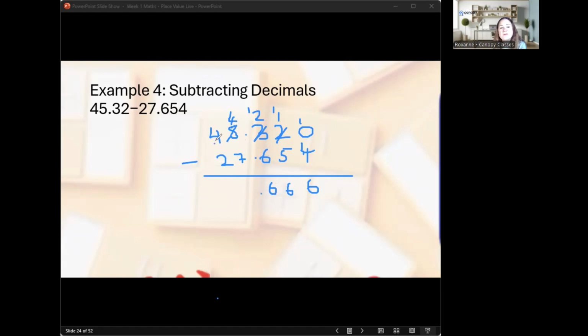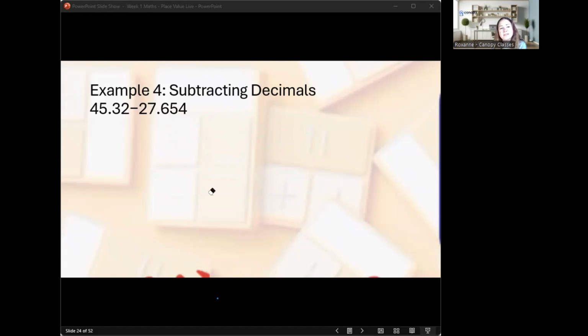7 away from 4, also in the same position. So let's make that 4 a 3, pass along. 7 from 14 is a 7. And then we're going to take 2 from 3, and that will give me 1. So we've got 17.666. And that is just a quick reminder on how to subtract our numbers as well.